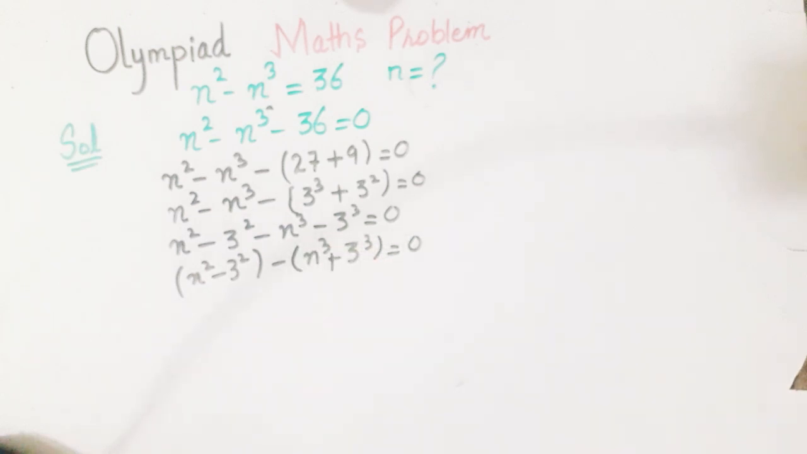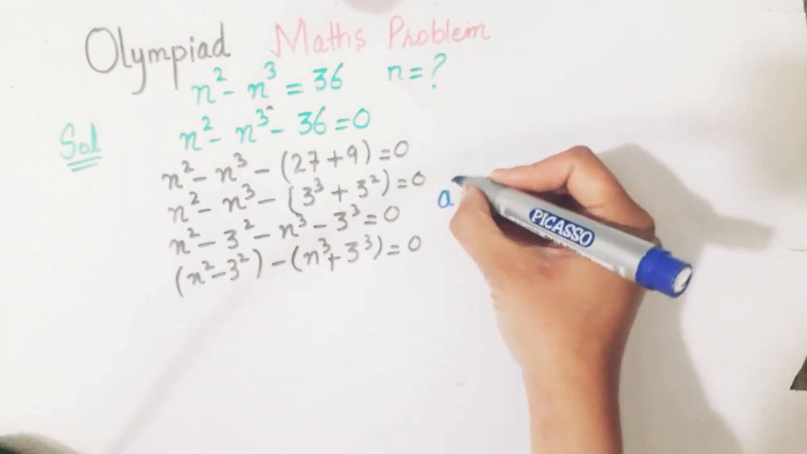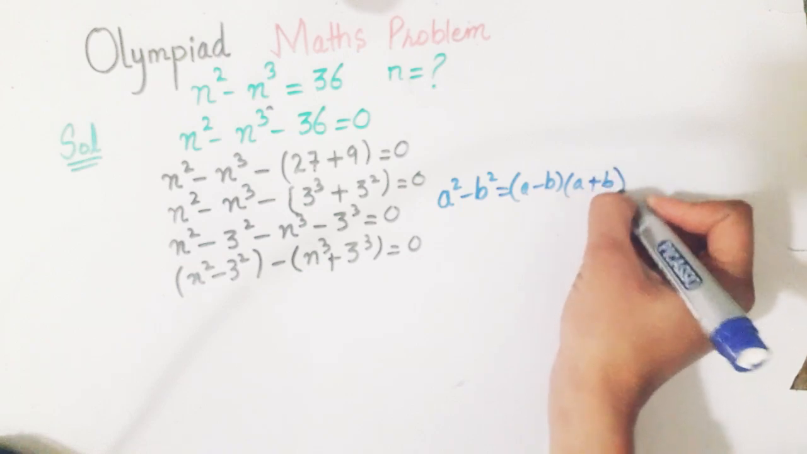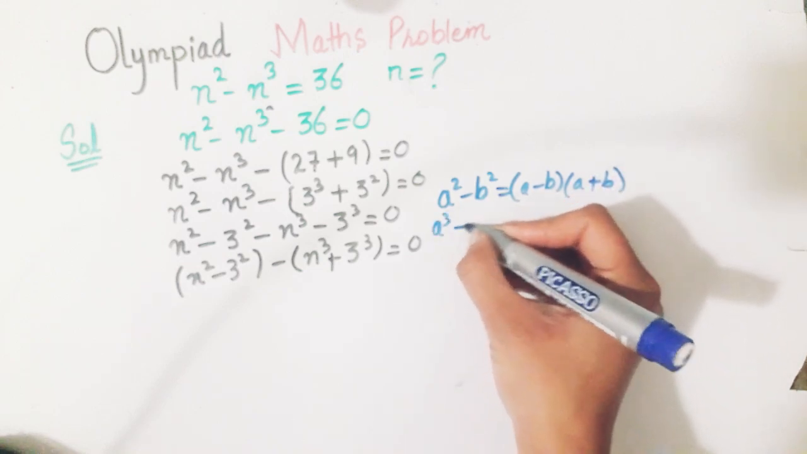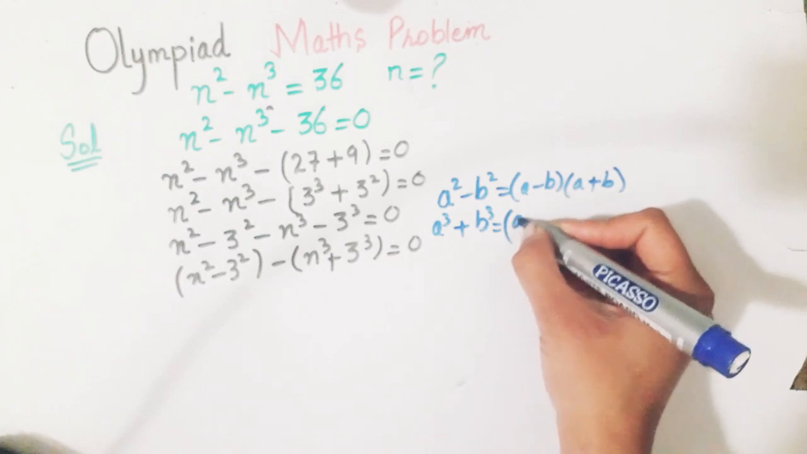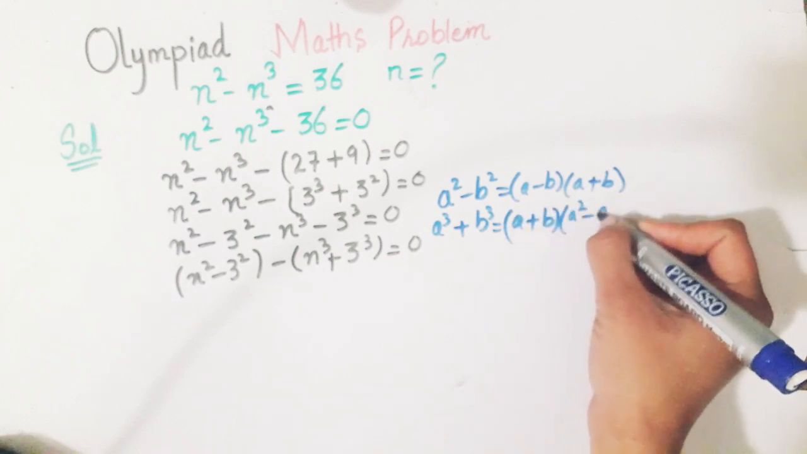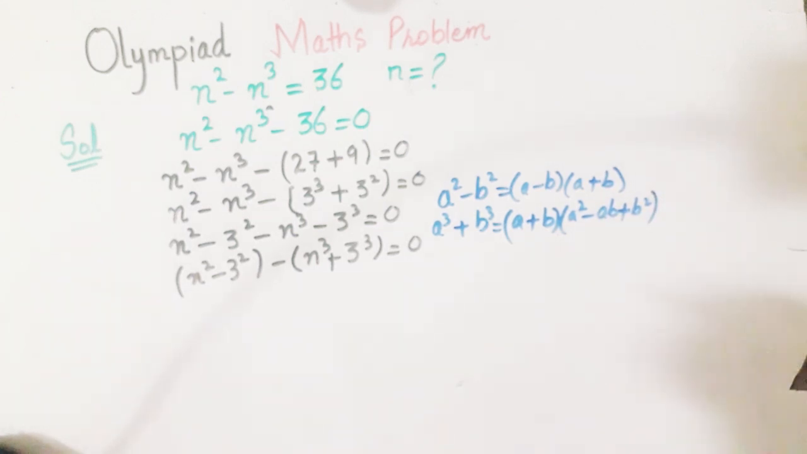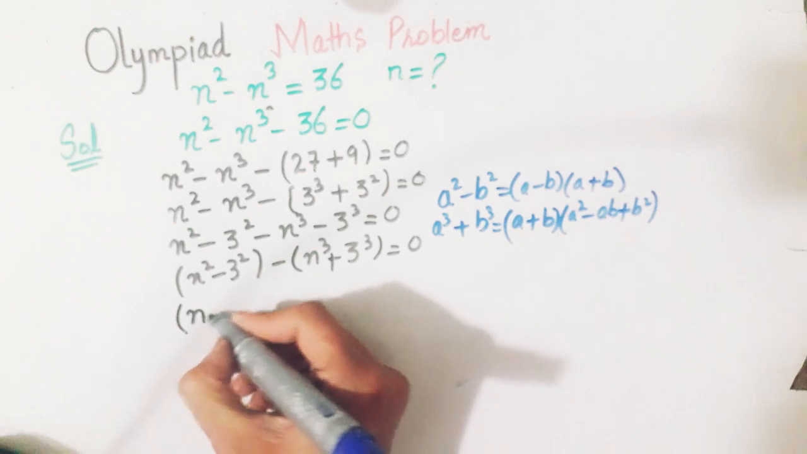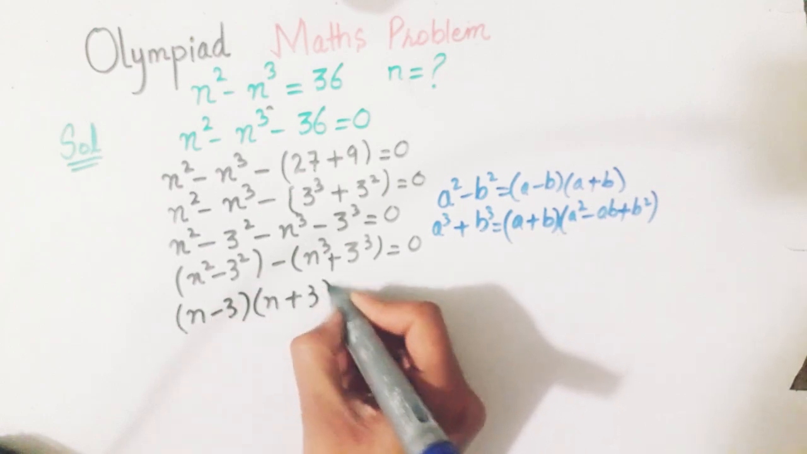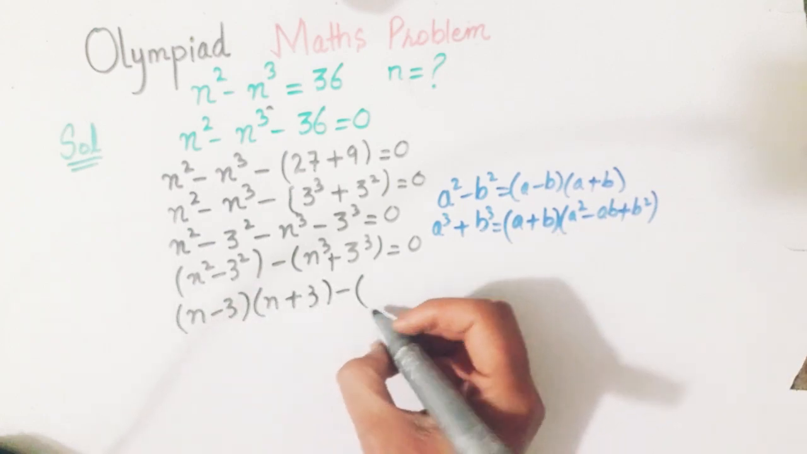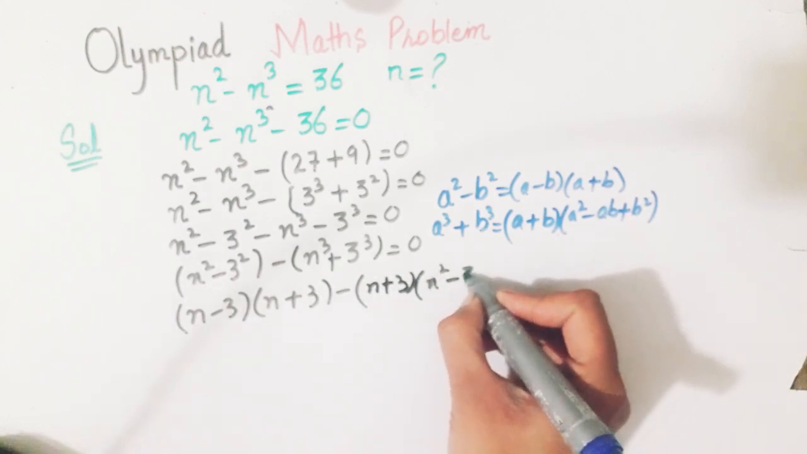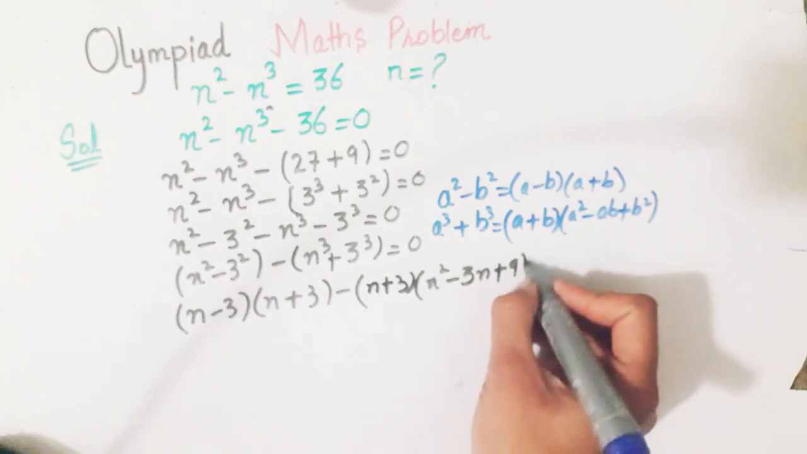So we will recall the important formulas: a square minus b square equals a minus b into a plus b. And the other one, a cube plus b cube equals a plus b into a square minus ab plus b square. So we will apply these two important formulas here. So we get n minus 3 into n plus 3, and here we have n plus 3 into n square minus 3n plus 9 equals 0.